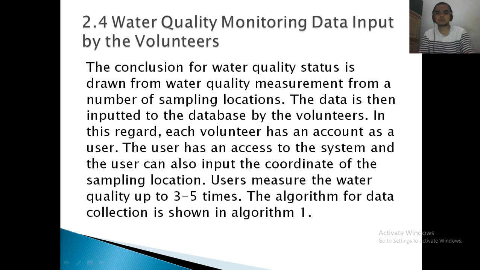And for water quality monitoring, data is input by the volunteers. The conclusion for water quality status is drawn from water quality measurements from a number of sampling locations. The data is then input to the database by the volunteers. In this regard, each volunteer has an account as a user. The user has access to the system and can also input the coordinates of the sampling location. Users measure the water quality 3 to 5 times. The algorithm for data collection is shown in the algorithm.